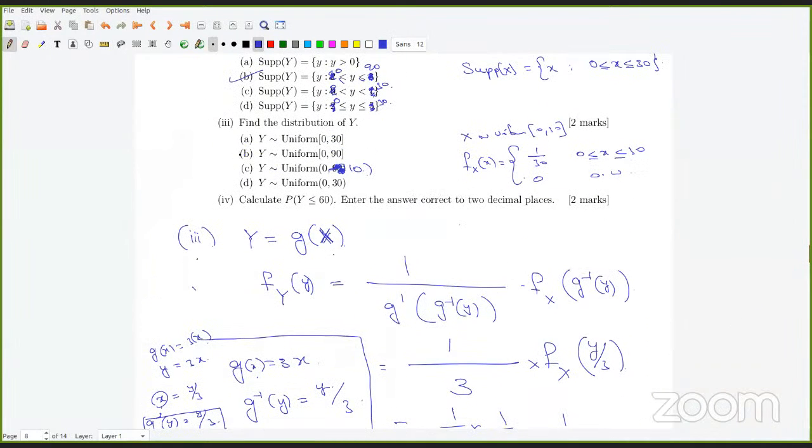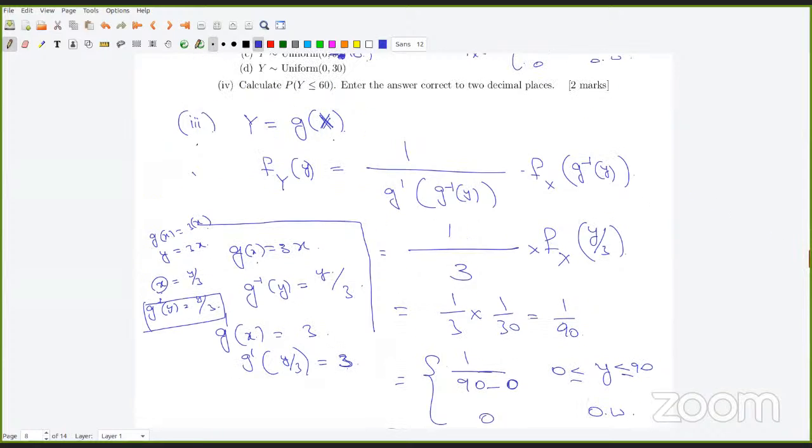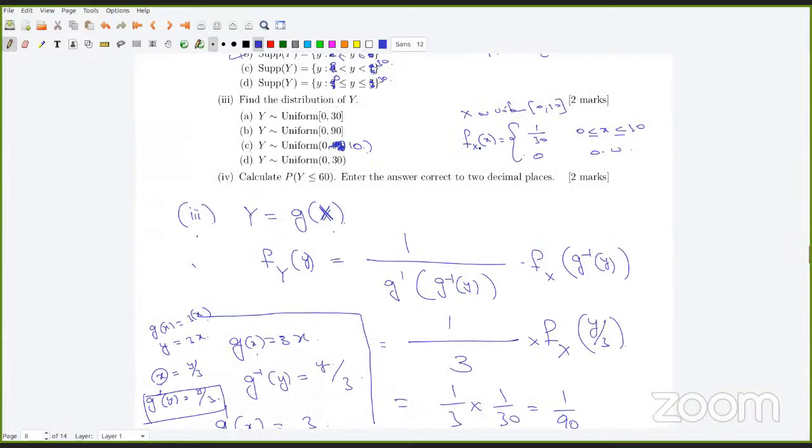Sir, it will be y by 90, right? Not 1 by 90. No, 1 by 90. See, this is the density function, not the distribution function. Sir, but here you take fx of y by 3. Yeah, fx of y by 3 is just fx of x, right? See, fx of x is actually 1 by 30, independent of x. Whatever the value of x is, it takes the value 1 by 30. So fx of y by 3 will also be 1 by 30.